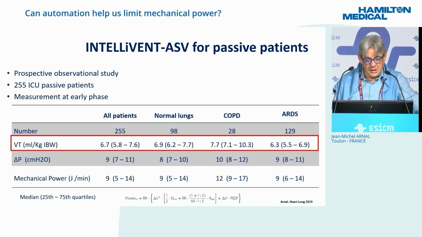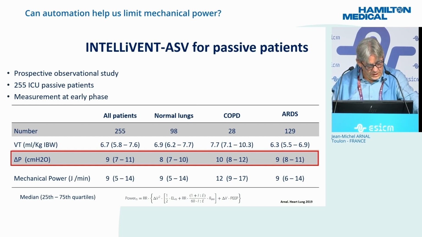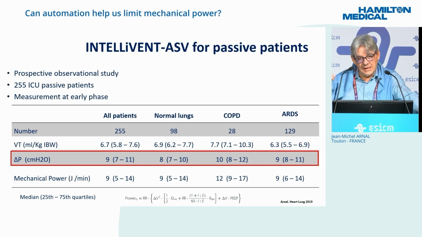And as you can see, in terms of tidal volume, IntelliVent ISV selects a median around 7 and let's say between 6 and 8 ml per kilogram for the normal lung patient. For COPD patients, a little bit higher, and for ARDS, between 5 and 7 ml per kilogram. Now, look at the driving pressure. It's interesting to see that the driving pressure selected or applied by this mode is not different whatever the lung condition. It's always between 8 and 10 centimeters of water.